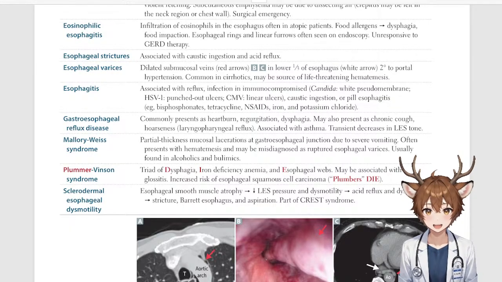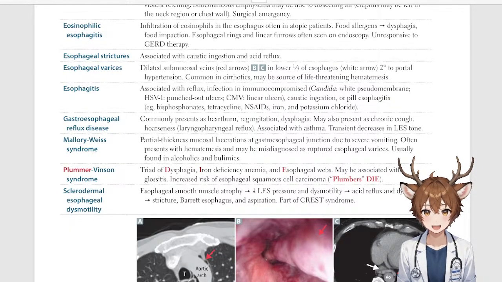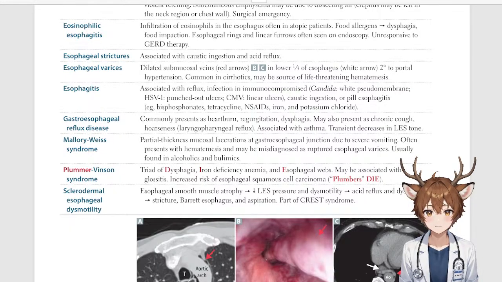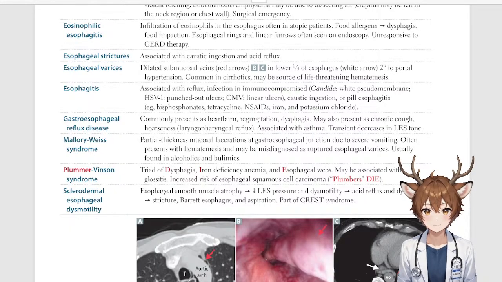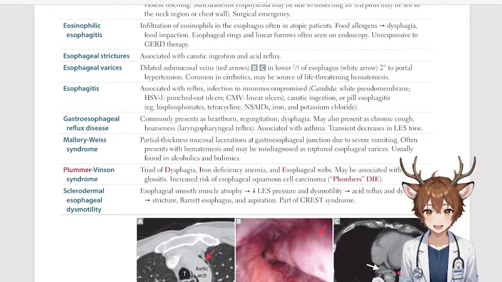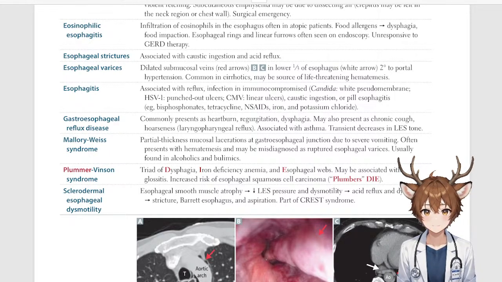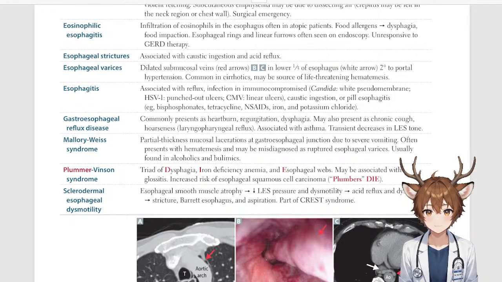What was it again? We're on esophageal varices. So do you see that? Yes. Okay, good. So just look at that picture right there for B. In the lower third of the esophagus, secondary to portal hypertension. Common in patients with cirrhosis, may be the source of life-threatening hematemesis.